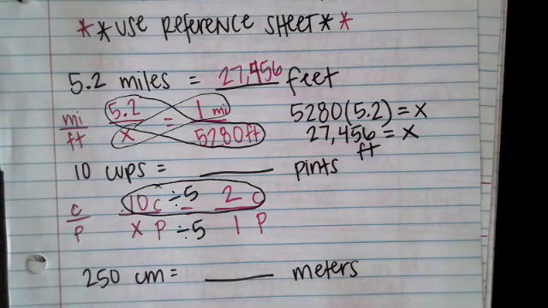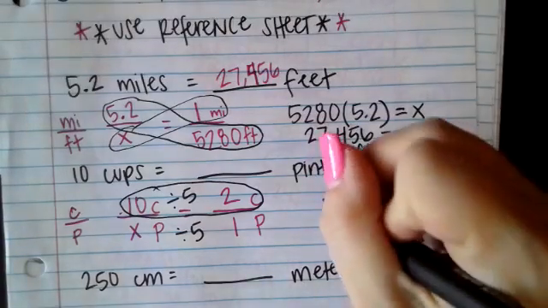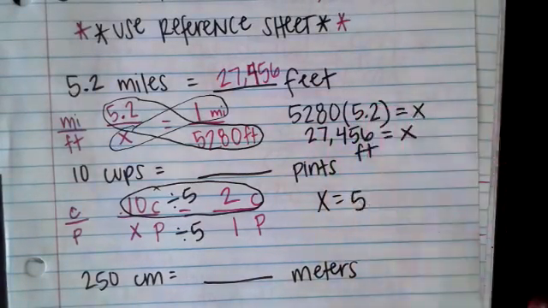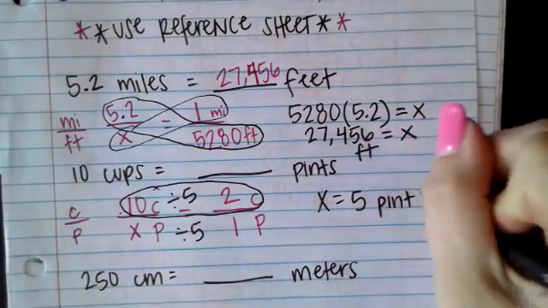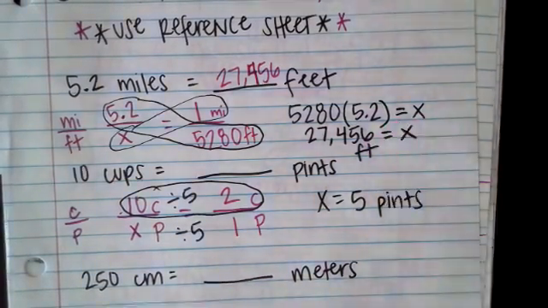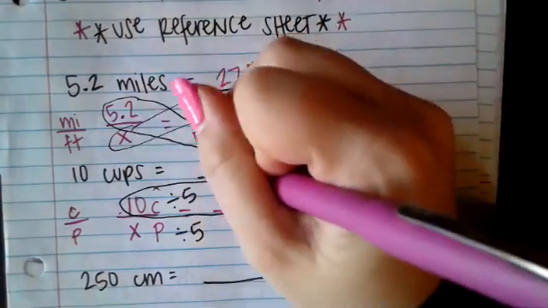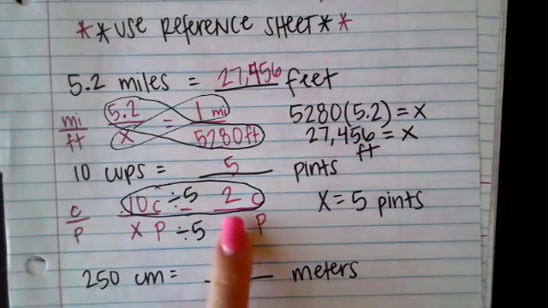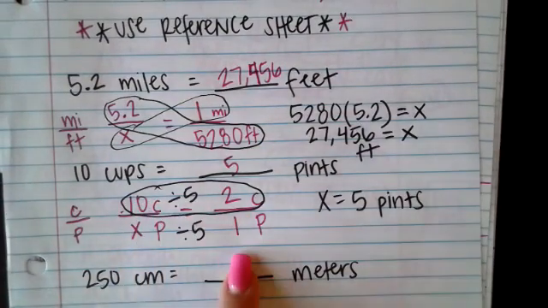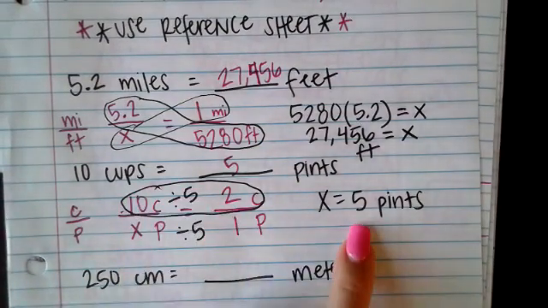Well, anything divided by itself is 1. So that means X is equal to 5. So there are 5 pints and 10 cups. I could have used the cross multiplication method: 2x is equal to 10, divide 10 by 2, and also get 5.